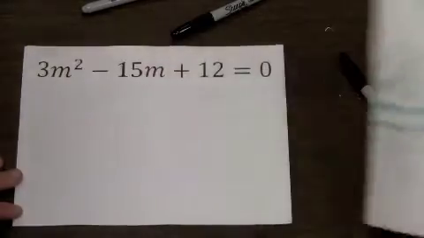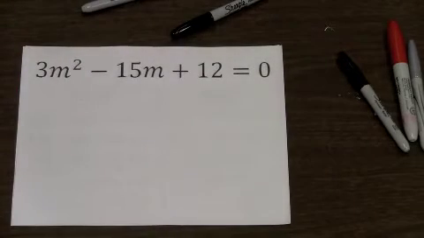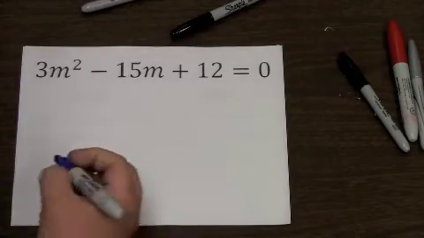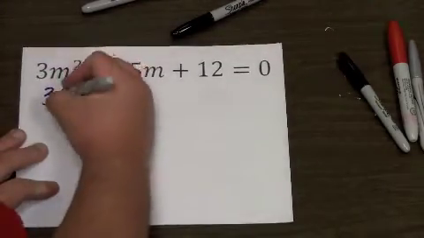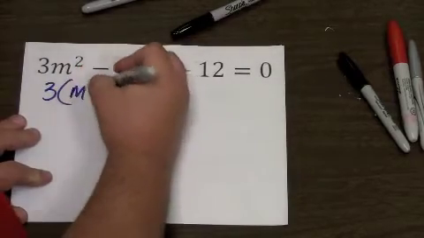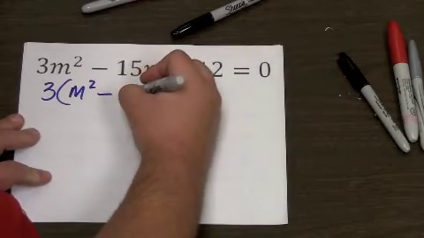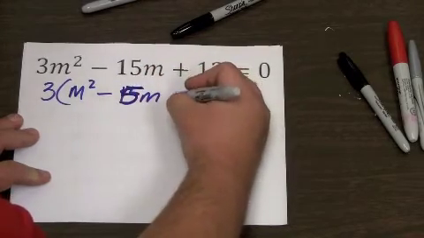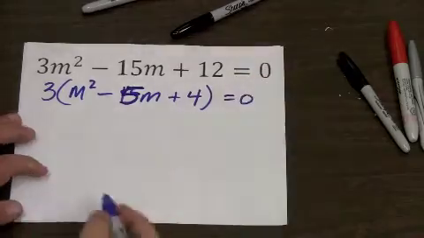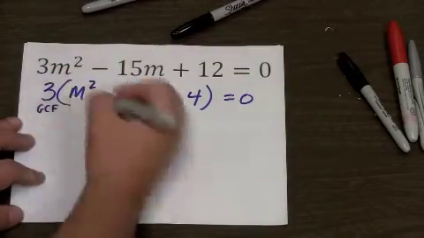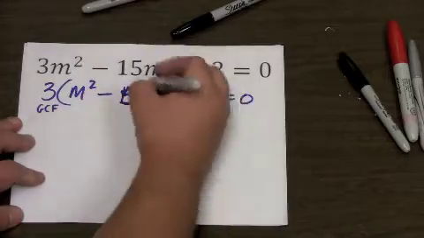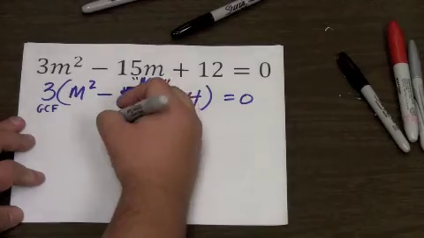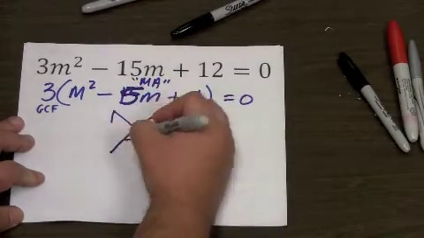Okay? Last example, we have 3m squared minus 15m plus 12 equals 0. All right, first thing to do is to check for GCF. We do have a GCF. It is 3, and only 3. So I get 3 times m squared minus 5m plus 4. So this guy's the GCF. Now, we look and see if we can factor the rest of this. If you go through your flowchart, you're going to see that this can be factored by the MA method. So I'm going to do the MA method here.